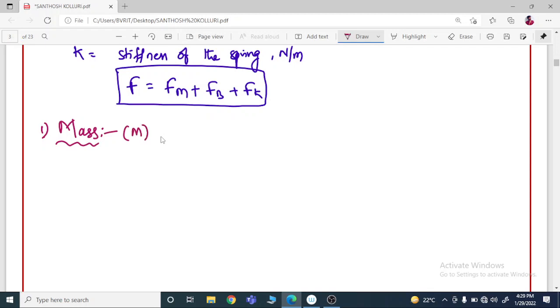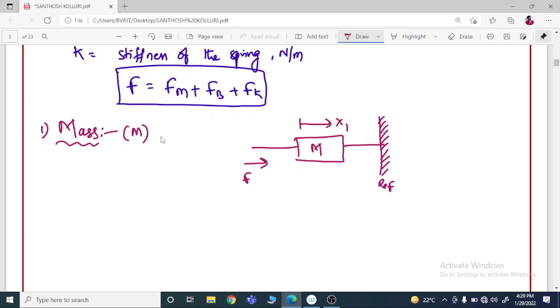It is represented with capital M, and the body is represented like this. This is a mass M, fixed here, and this is the reference. If a force F is applied on the body, then it undergoes a certain displacement, let me say x1. Here, consider an ideal mass having negligible friction and negligible spring constant. When we are referring only to an ideal mass, these two are neglected.